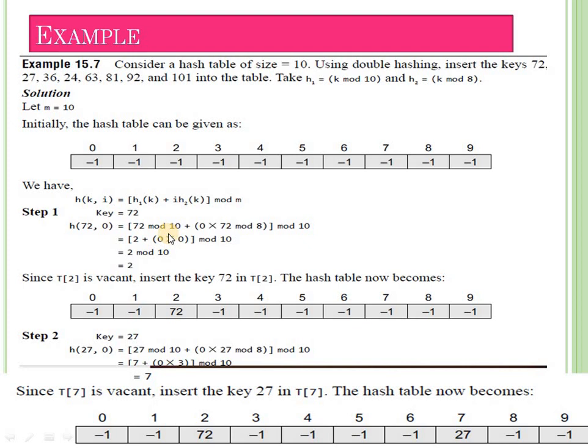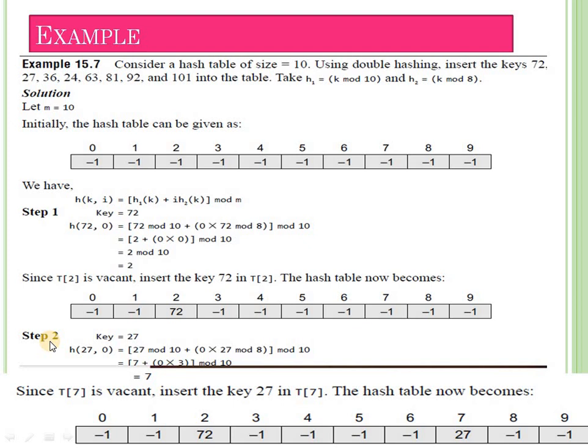Here 2 plus 0 into 0, that is 0 mod 10. Here 2 plus 0 is 2, and 2 mod 10 is 2. Now T of 2 is vacant. So we store this key at the location T of 2. Here we store that 72.